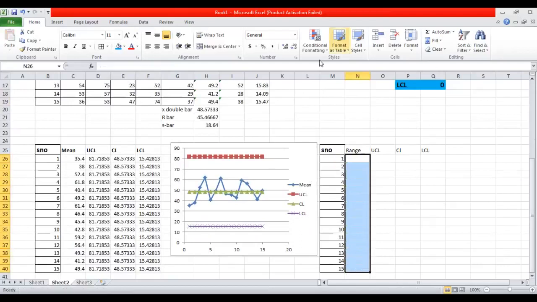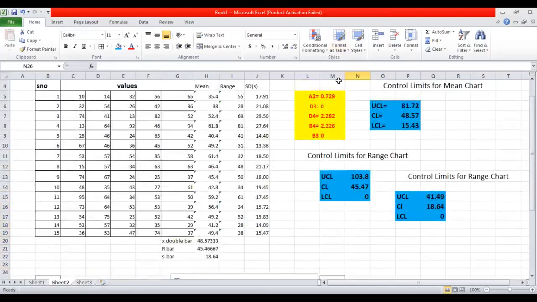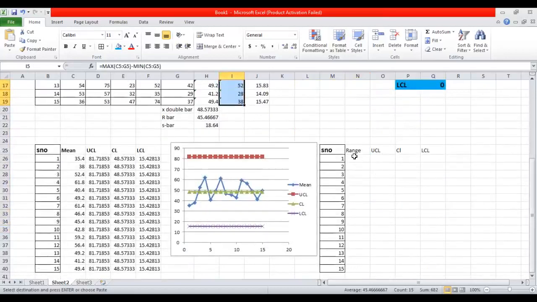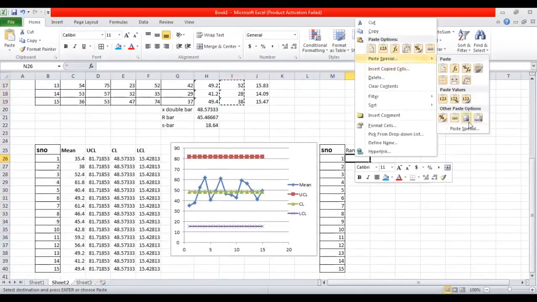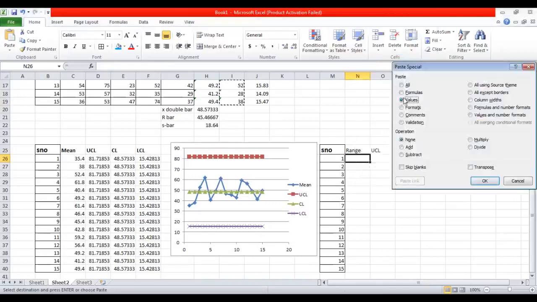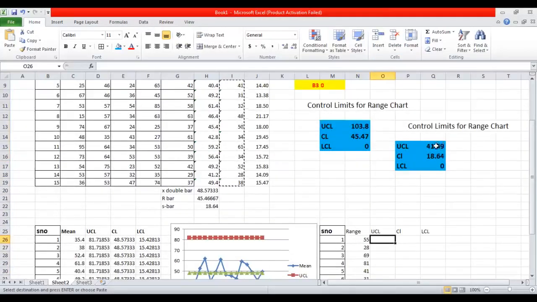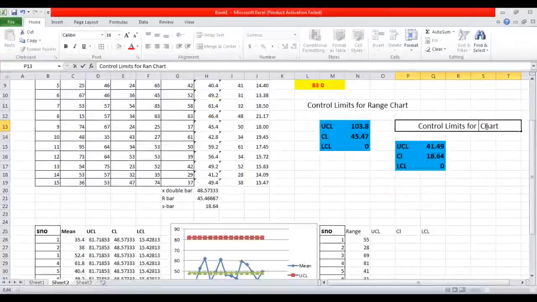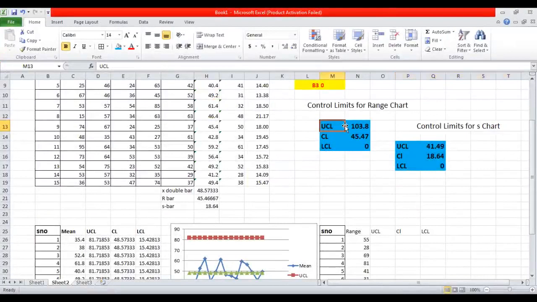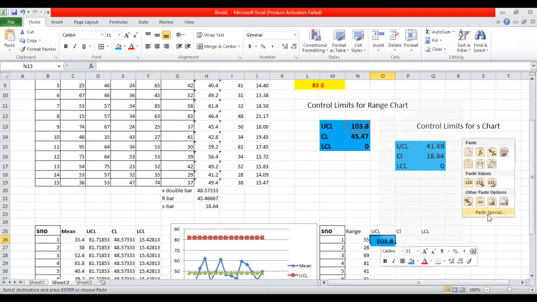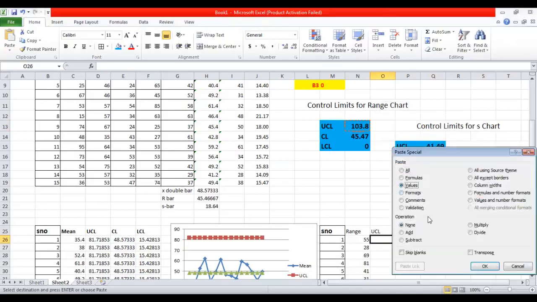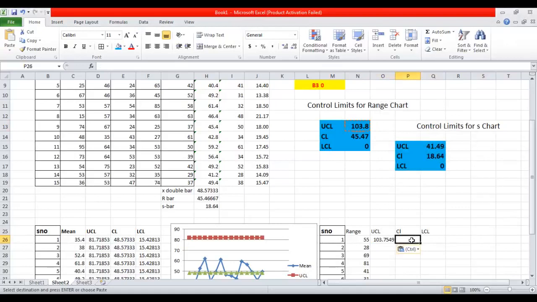Copy the range values, Control C, use paste special for pasting the values. So values, okay. Now UCL of range chart. So this is a UCL of range chart. Control C, paste special, paste the values.